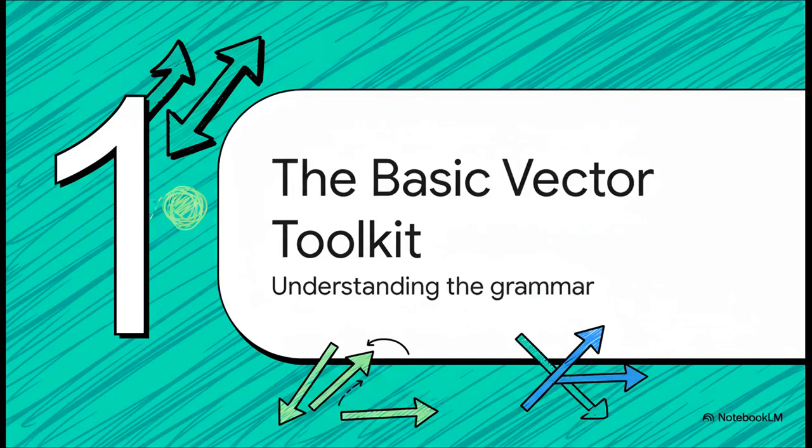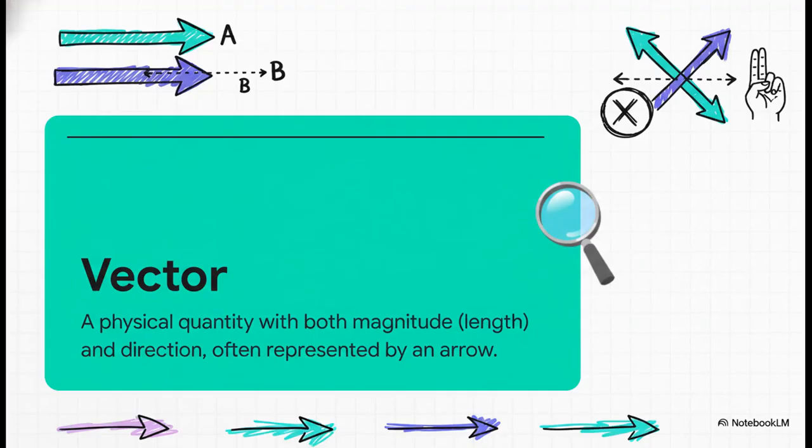Okay, so if vectors are really a language, we've got to learn the basic grammar, right? Let's start building our toolkit, starting with what a vector even looks like and how we can start to play with it. So most of the time, a vector is just drawn as an arrow. And it's kind of perfect when you think about it. The length of the arrow, that's its magnitude, how big or strong it is. And of course, the way the arrow is pointing, that's its direction. It's simple, it's elegant, and it's just so powerful.